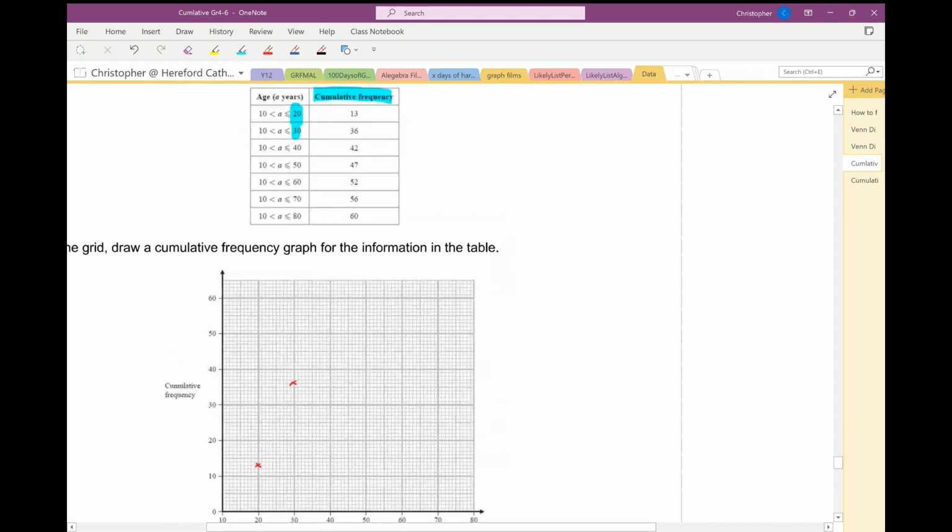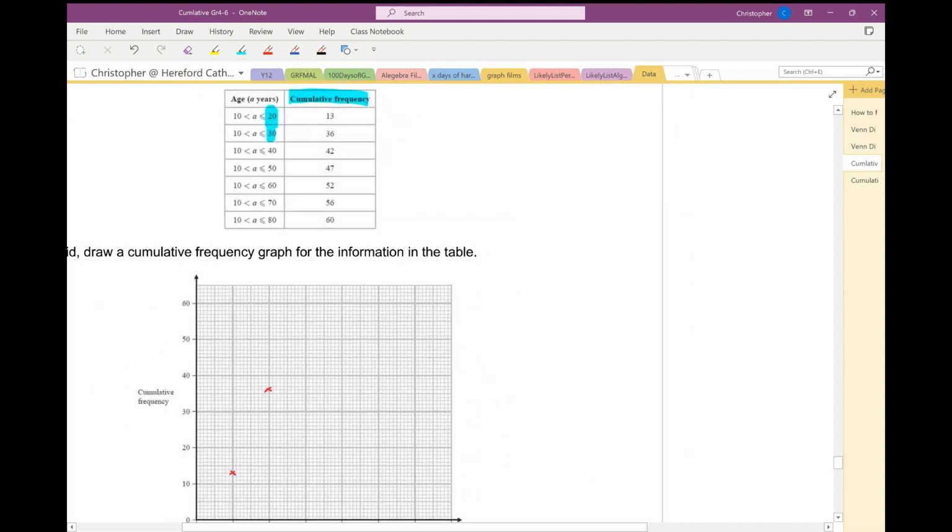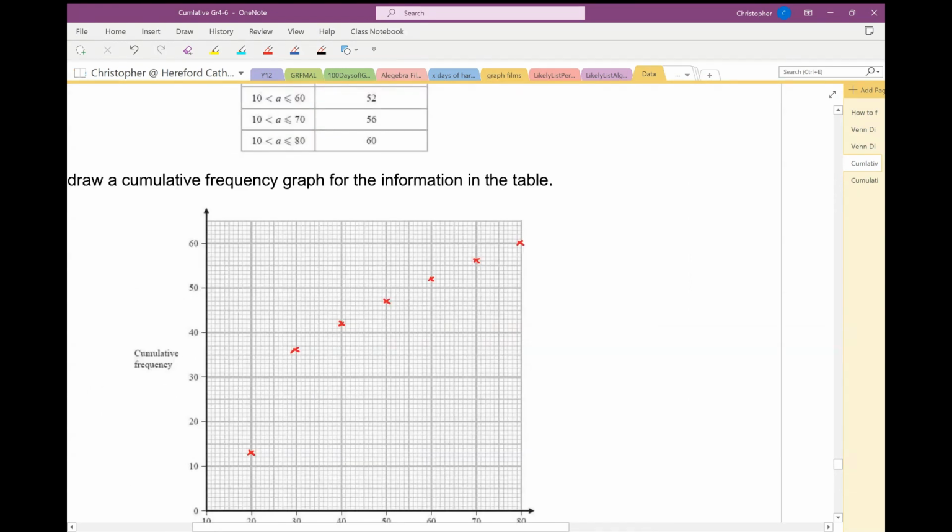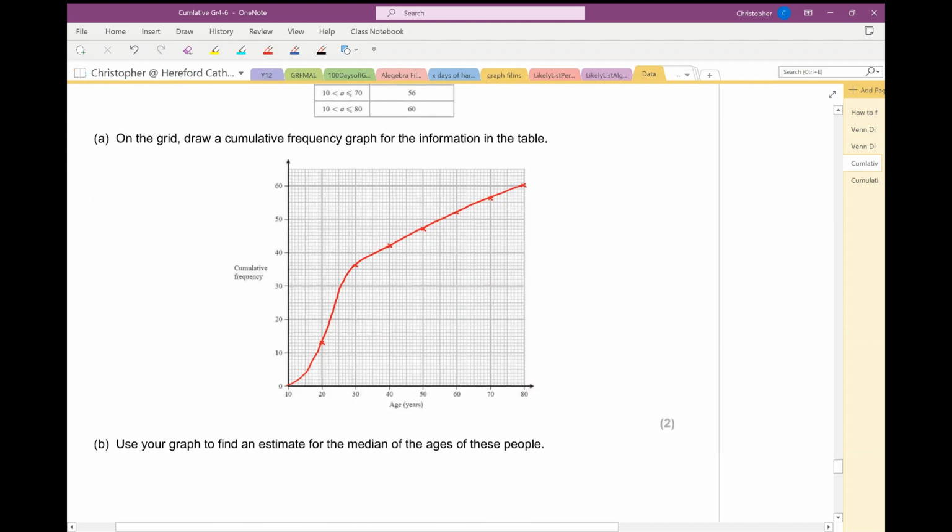Right, I'm going to do the remaining points. You can do the remaining points. Press play when you've done them. So here are my points, and I'm going to complete my cumulative frequency graph by joining these up with a smooth line. There we go. Right, use your graph to find an estimate for the median of the ages.